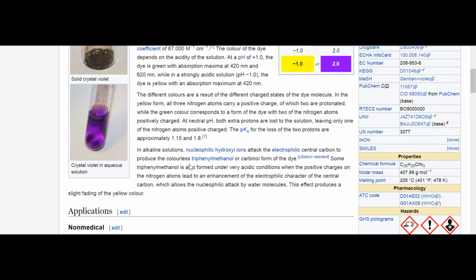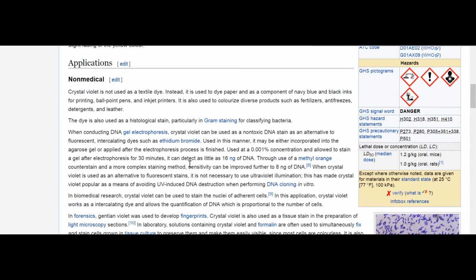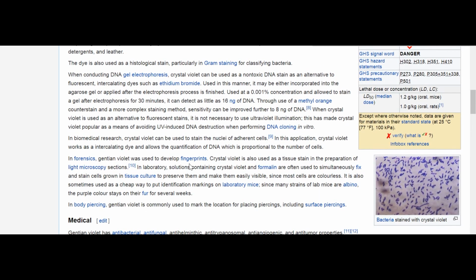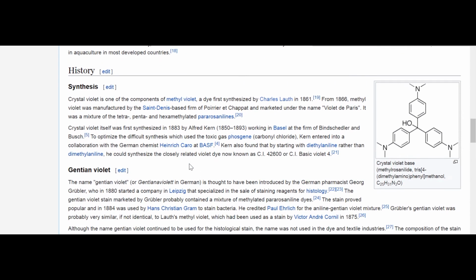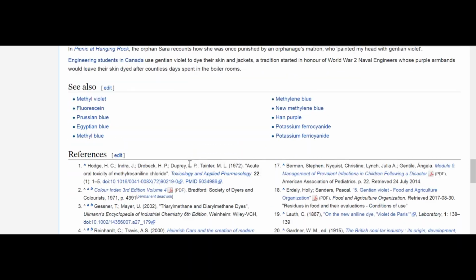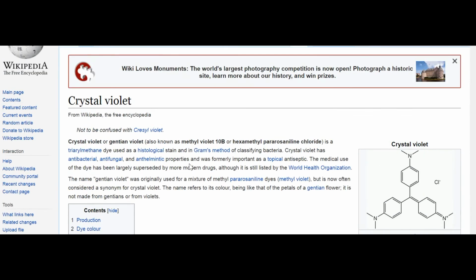It's used as a dye in clothing. We can dye clothing with it. It's used in a lot of stuff, medical, veterinary, non-medical things. So I encourage you guys to read the Wikipedia article for it. It's pretty short, but it's quite interesting on what crystal violet is.